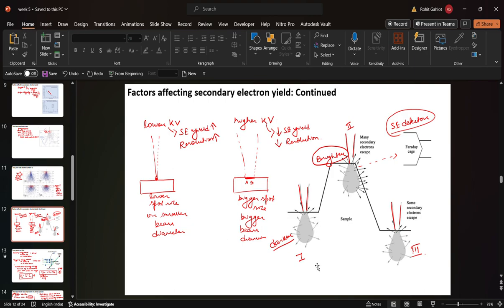And here you can also see that you are getting a darker image, and here you are getting a brighter one, and then some secondary electrons escape from this. This is the Faraday cage, which was also discussed in the live demonstration lecture, if you do remember.